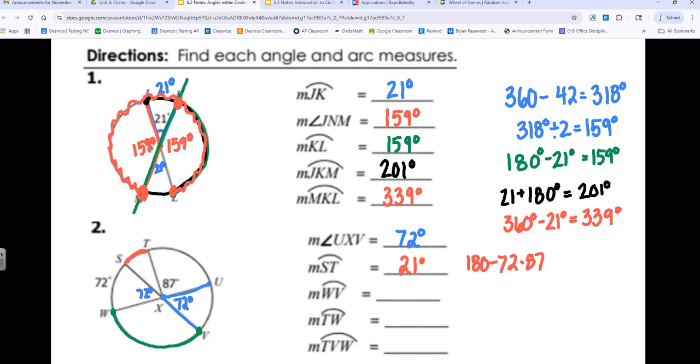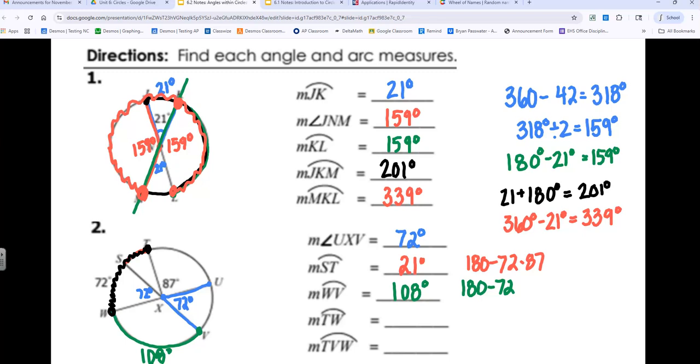All right, Zoe, what'd you get? 108 is correct. What'd you do? 180 minus 72. Very good. Because WU cuts that circle in half, so you should have 180 degrees right here. And if you do 180 minus the other angle, which is 72, you will get 108 there. Then we have TW. So from T to W, since it only has two letters, you're going the shortest distance. So we're talking about this arc right here.